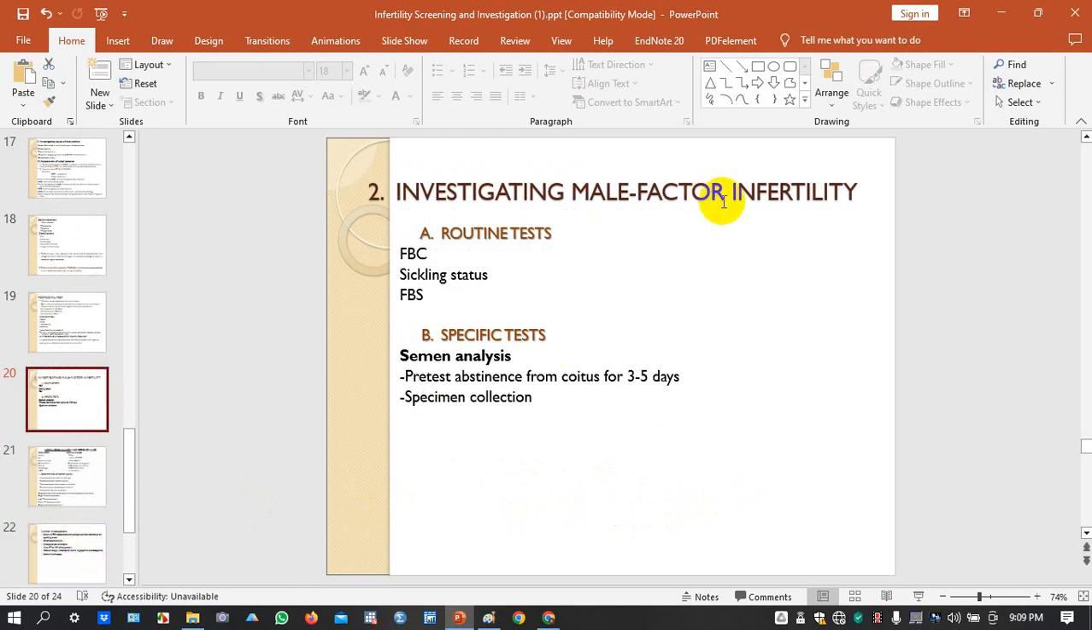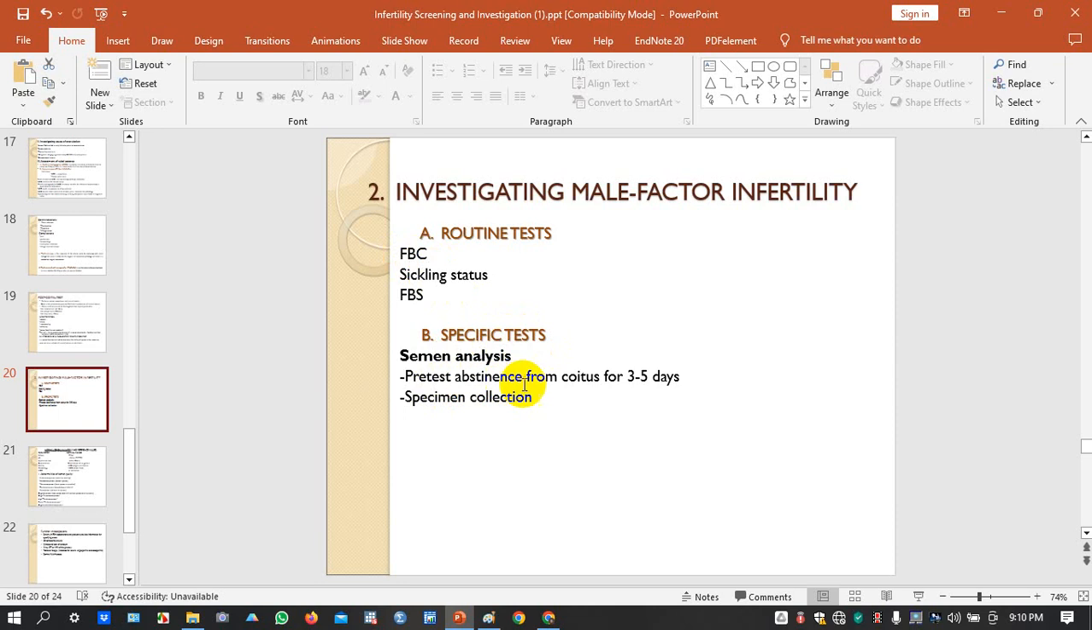So what do we do for a male? For male factor infertility, these are the investigations. The routine tests are FBC, sickling status, and LDS. You know the sperm have to get a lot of energy to swim, so the person should not be diabetic. The testicular artery also needs to supply the testes with blood so that sperm can be produced. Then specific tests that are done are semen analysis.